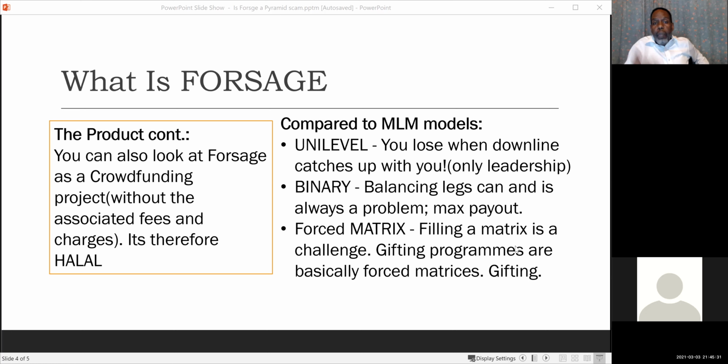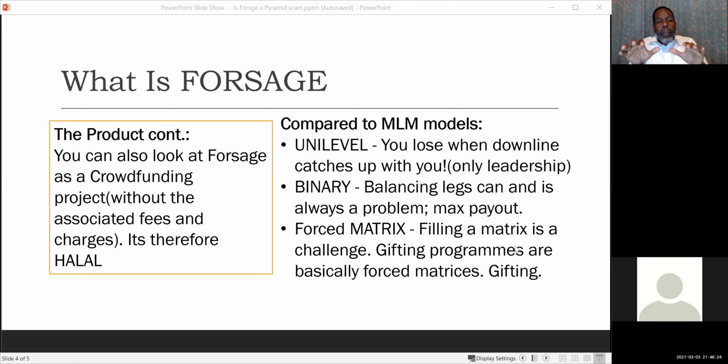All right. And the models that we know that are commonly used in the multi-level marketing industry are either unilevel, binary, or forced matrix. All right. And so let me talk about unilevel. What is unilevel? Unilevel is commonly used by companies that deal with food supplements, home care products, or any other services that are traditionally used. And most of the old traditional multi-level marketing companies that we've known in the past have used the unilevel model.